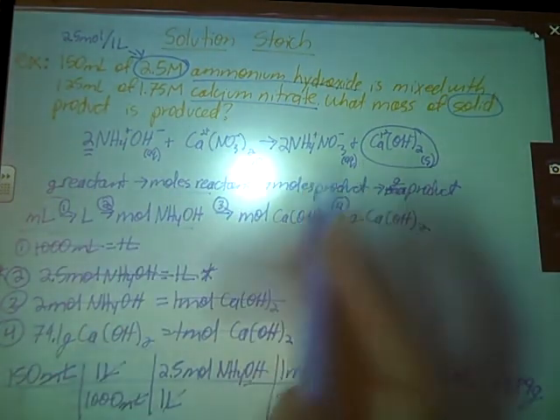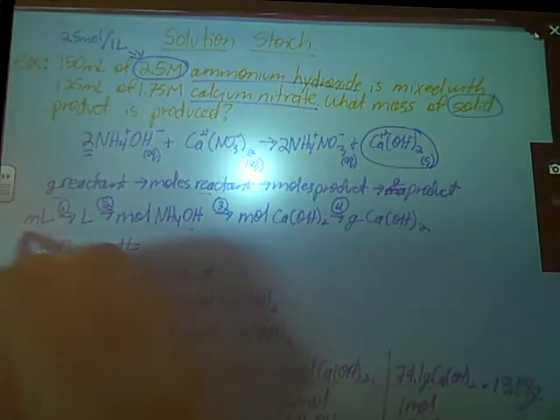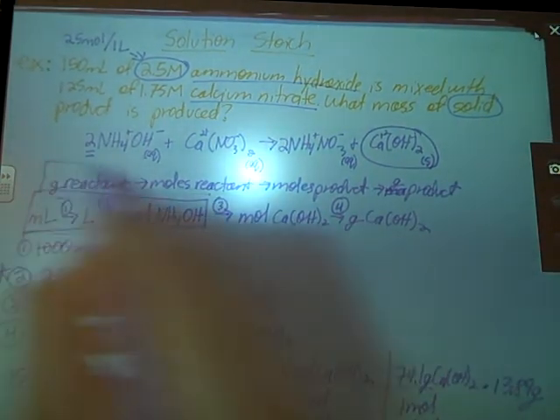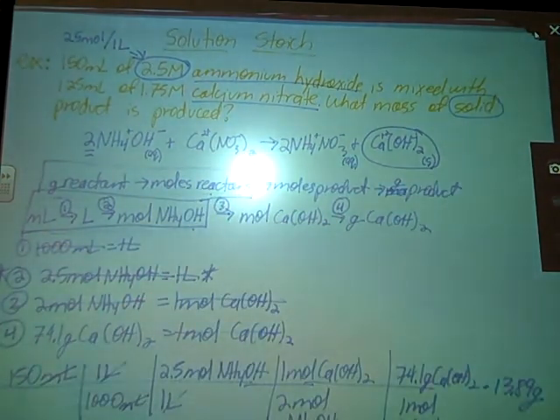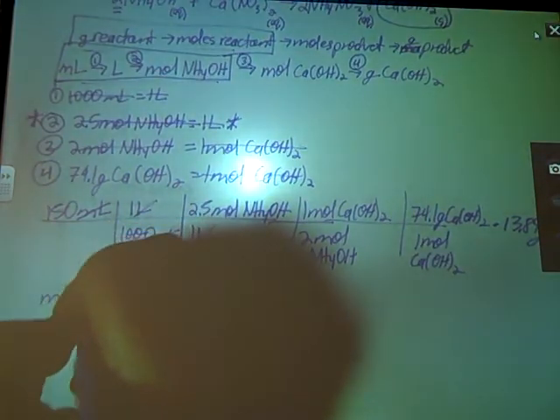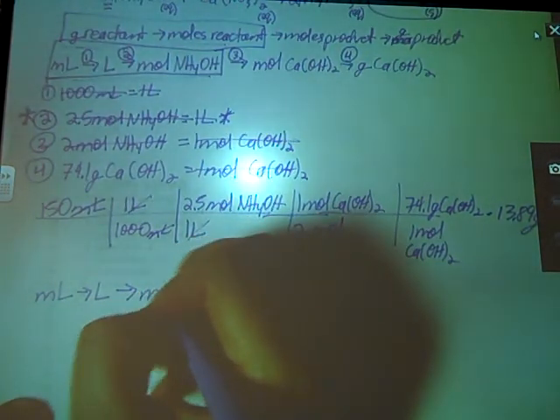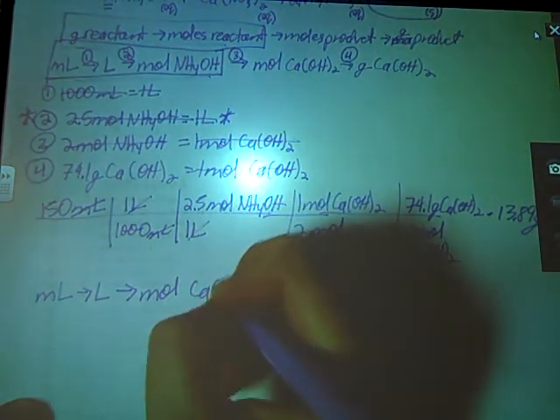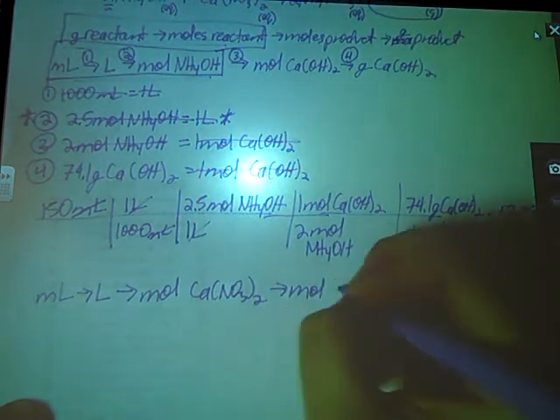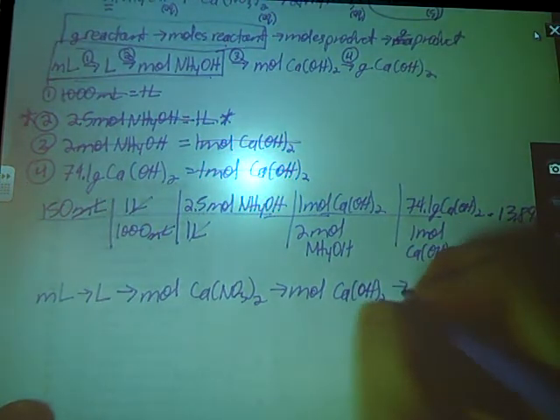So again, they started me off with a volume and a molarity. So we are going to use this bit here to replace this bit here. They are equivalent. So, same concept. We started off with milliliters. Going to take them to liters. That's not good enough. We got to get to moles. This time we're talking about our second reagent, the calcium nitrate. From there, we're going to our same solid product of calcium hydroxide.